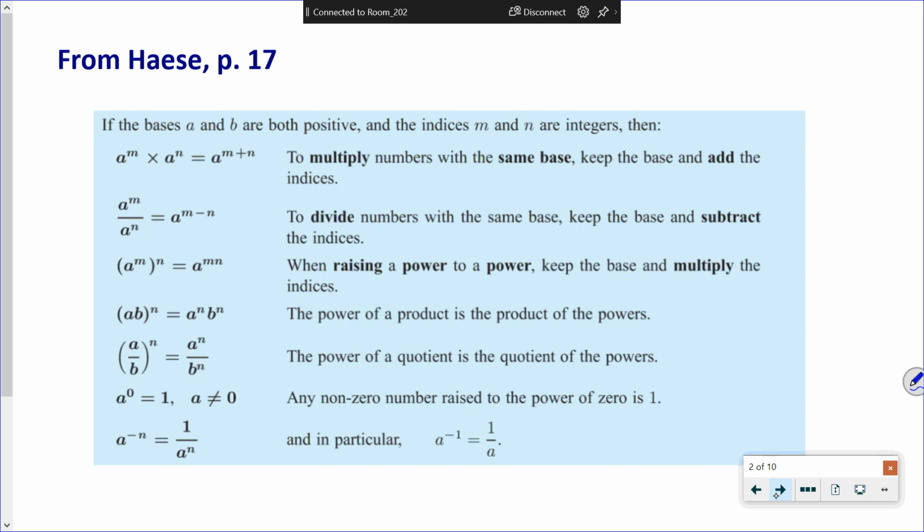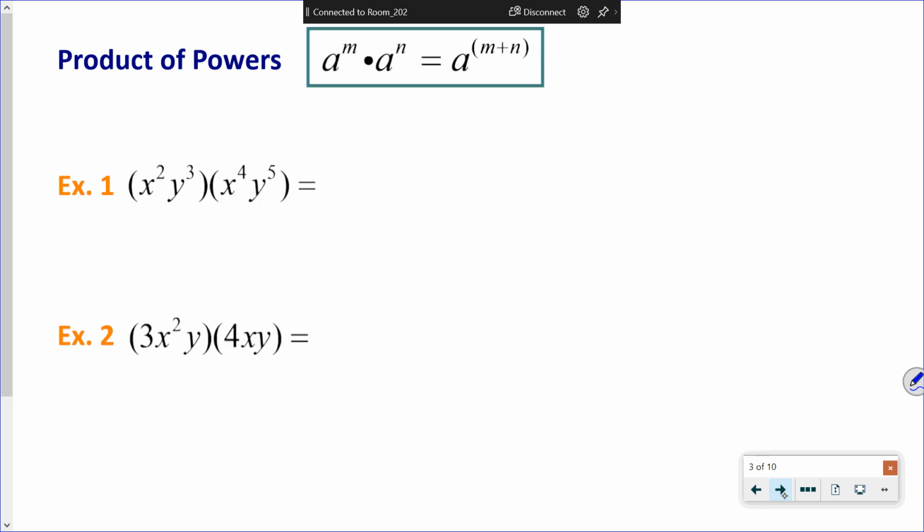This is an image from our textbook, page 17. If you're looking for one place where you can find all of the exponent rules, that's the place to go. And on the remaining slides, we're going to go through each of these rules and practice them with examples.